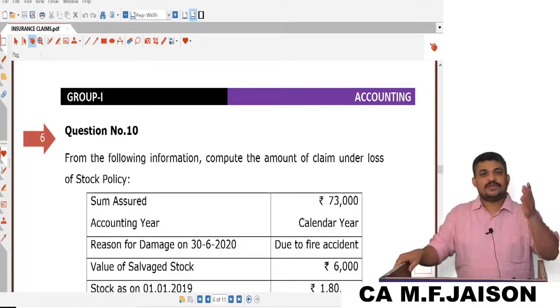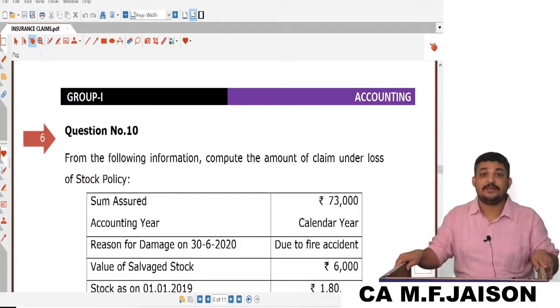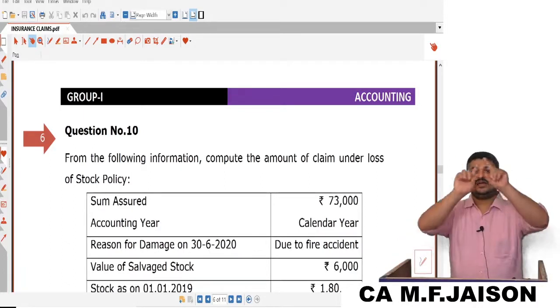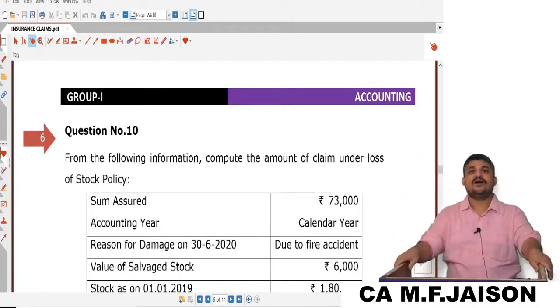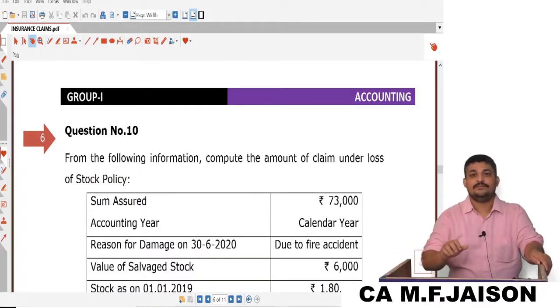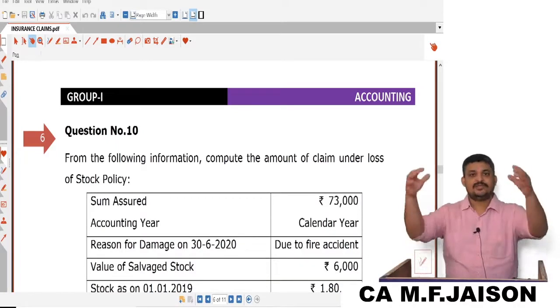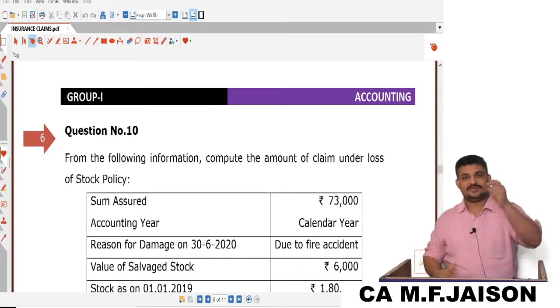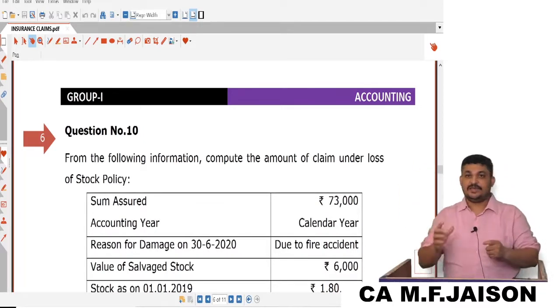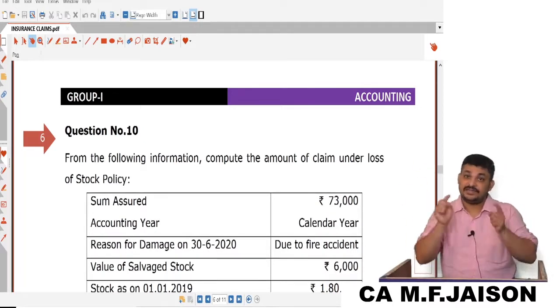First step over. Now second step, finding stock on the date of fire. To find stock on the date of fire, we prepare a trading account. We call it a memorandum trading account. Why do we call it that? Because most of the information is estimated, not actual. So we take all the information: opening stock, purchases, sales, closing stock, and the GPR. Which one will we take? GP we will take.